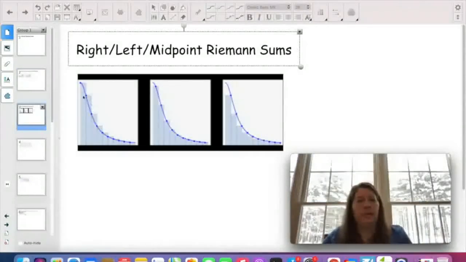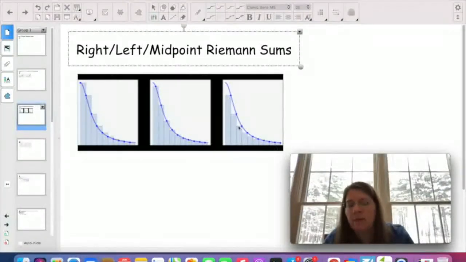Here's another example. This one is the left Riemann sum, drawing from the left. And notice we're going to have some excess here. That would be an overestimate because we're getting some extra area where it's to the right of the blue f of x function. This one right here is the right Riemann sum, and you can see that's an underestimate because we're leaving out some of the area underneath the curve.